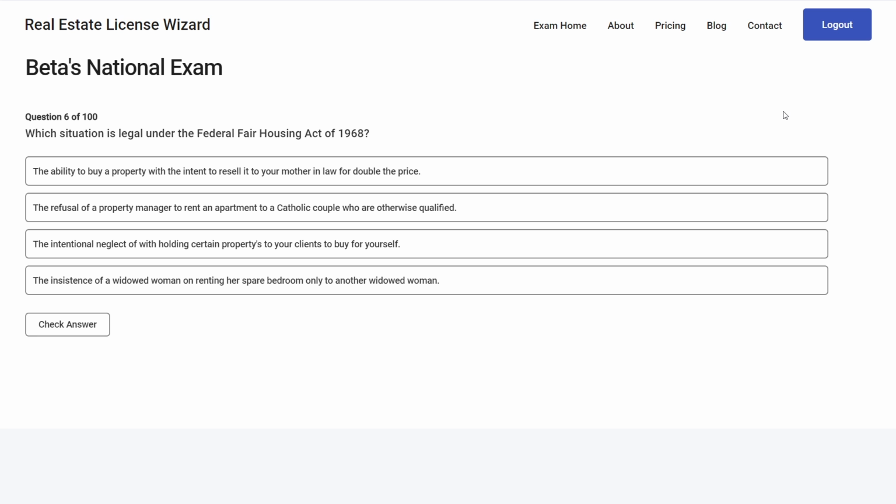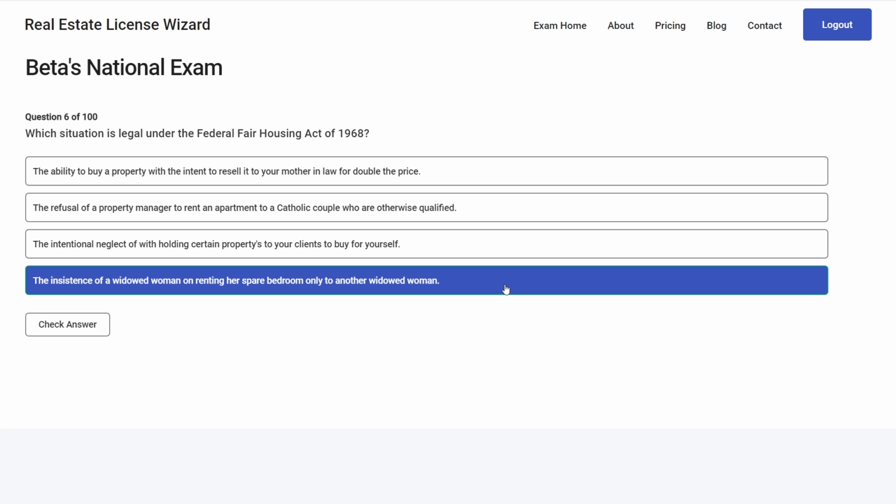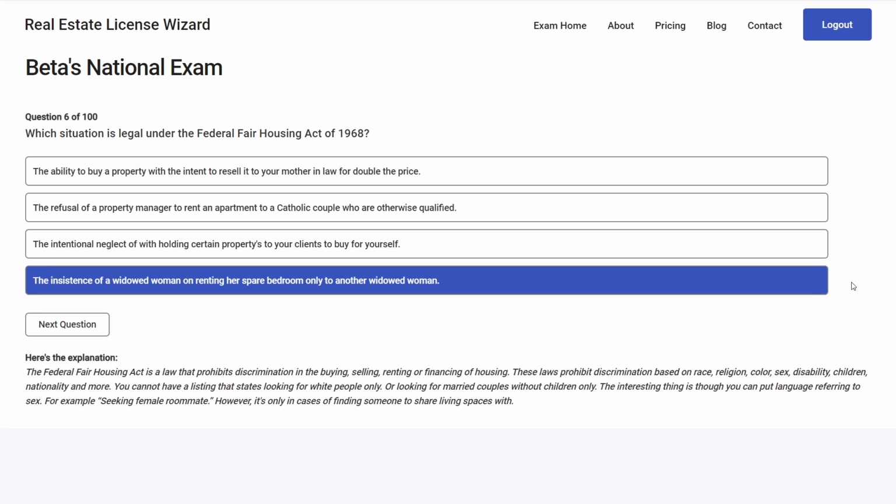Alrighty. The correct answer for this one is the last one. It's the insistence of a widowed woman on renting her spare bedroom only to another widowed woman. And basically, the Federal Fair Housing Act is a law that prohibits discrimination in buying, selling, renting, or financing of housing. These laws prohibit discrimination based on race, religion, color, sex, and lots more. You cannot have a listing that states looking for white people only or looking for married couples without children only. The interesting thing though is you can put language referring to sex. So for example, seeking a female roommate. However, it's only in cases of finding someone to share living spaces with. So that's one of the tougher ones. You just have to be familiar with the Federal Fair Housing Act to get that one.